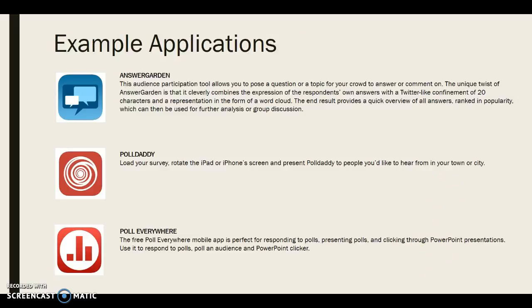Some example applications are Answer Garden. The audience participation tool allows you to pose a question or a topic for your crowd to answer or comment on. The unique twist of Answer Garden is that it cleverly combines the expression of the respondents' own answers with a Twitter-like confinement of 20 characters and a representation in the form of a word cloud. The end result provides a quick review of all answers ranked in popularity, which can then be used for further analysis or group discussion. And then there's Poll Daddy.